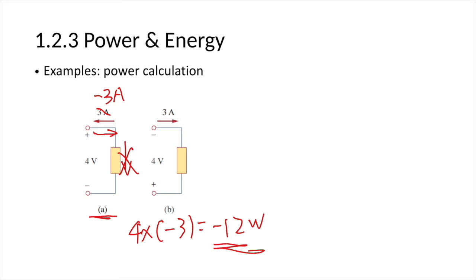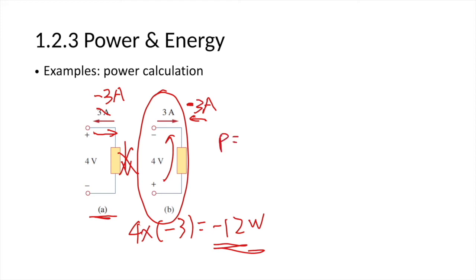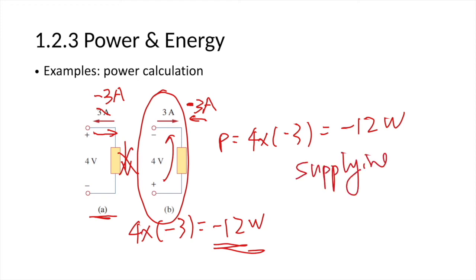And let's take a look at the example in figure B. Also, it does not match the passive sign convention. So in order to match the passive sign convention, let's reverse the direction of the current. So the current is negative 3 ampere, and now it matches the passive sign convention. So the power equals 4 times negative 3. It is also a negative value. It means the element is supplying power.